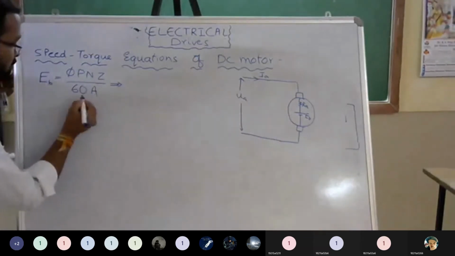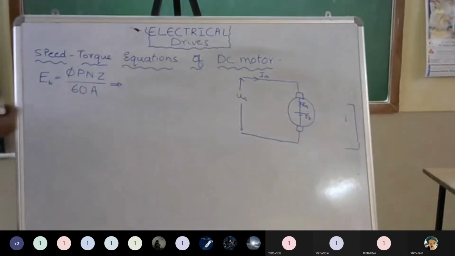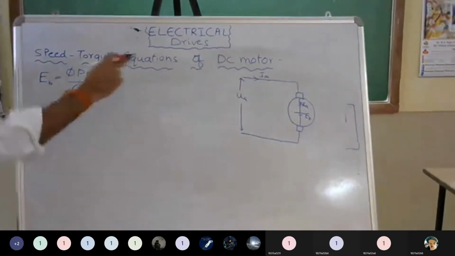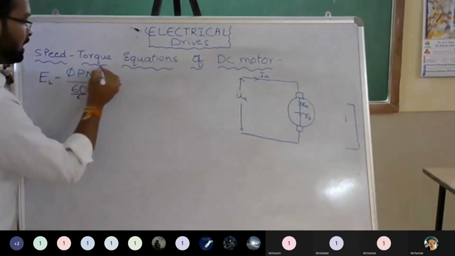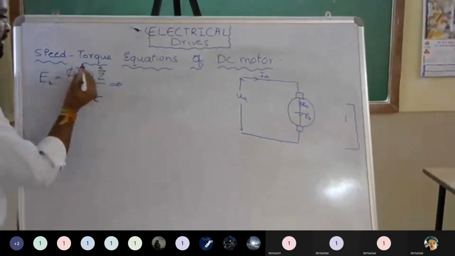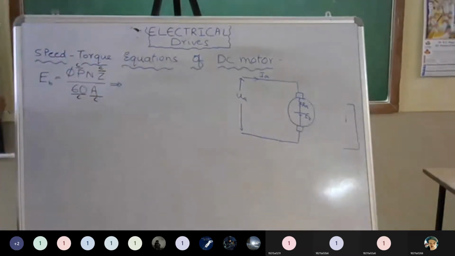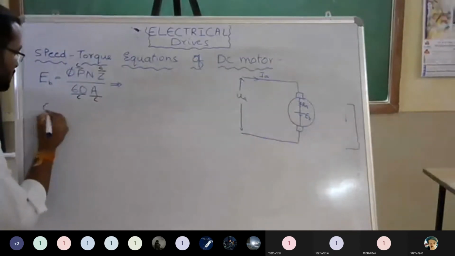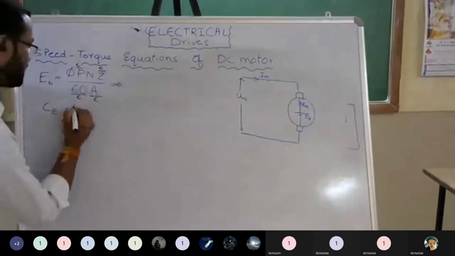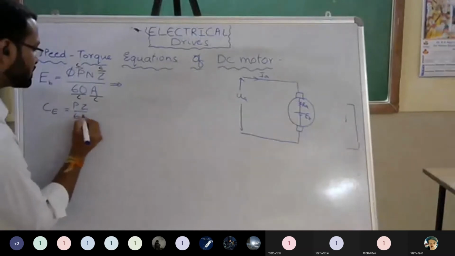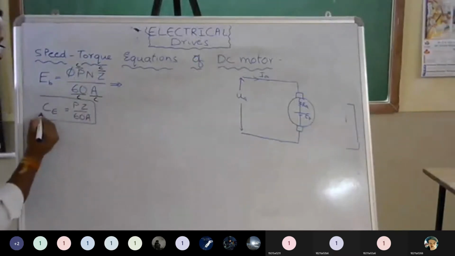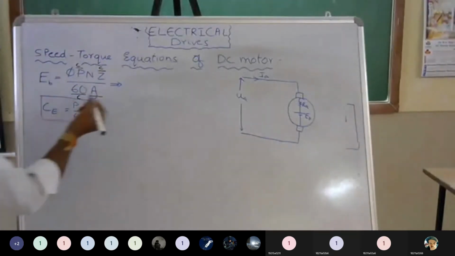Before that, what are the constants? Suppose you consider 60 is a constant. What are the constant values here? 60 is the constant, and A, the number of parallel paths, once you fix the armature, is constant, and Z, the number of conductors, is constant. Speed will vary, but poles will be constant. So all the constant values I am taking as the EMF constant CE. CE is equal to what? P is constant, Z is constant, 60 is constant, and A is constant. So I can write like this.